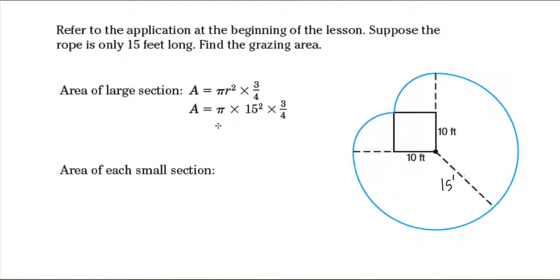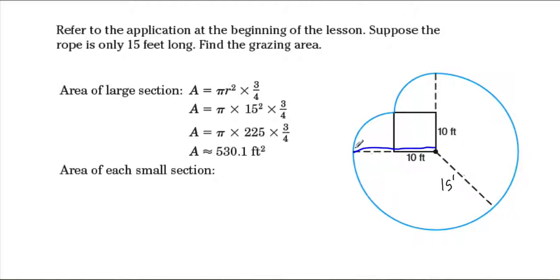Multiply all of them, and we end up with area equals around 530.1 square feet. That is the area of 3/4 of our circle, and this is our area again.